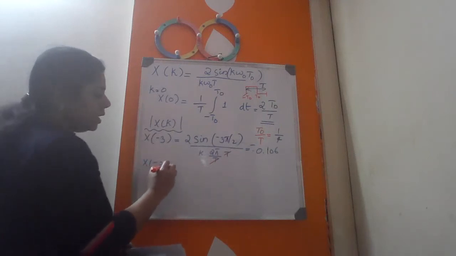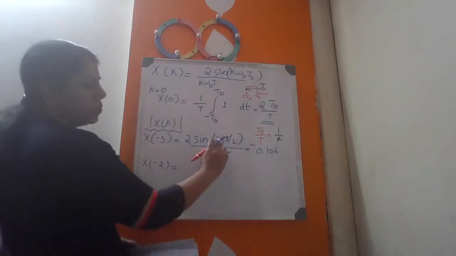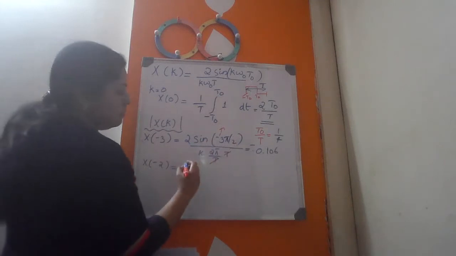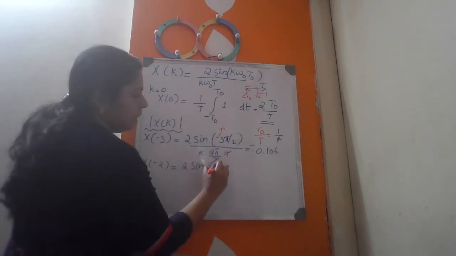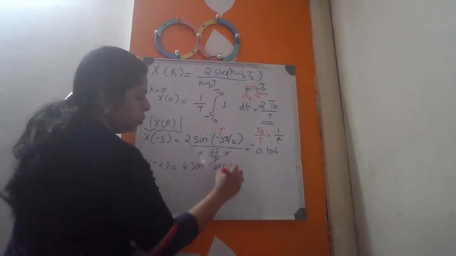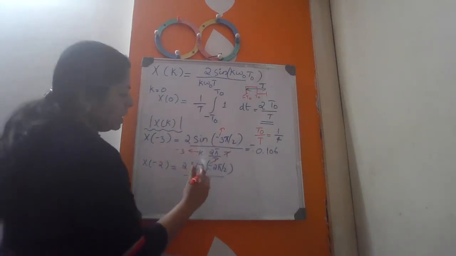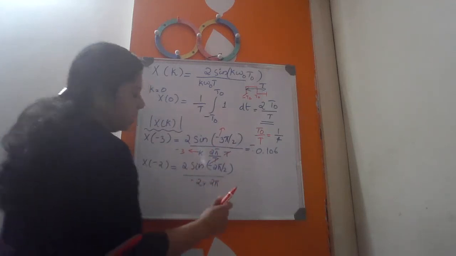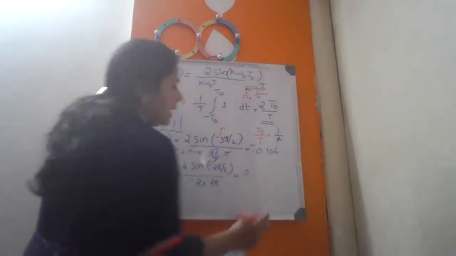Similarly, let us do k is equal to minus 2. If I am substituting k equal to minus 2, this term alone will get changed. So this equation will become 2 sine minus 2 pi by 2 divided by, here also this k also. Here it will be minus 3, here it will be minus 2. So minus 2 multiplied by 2 pi. If I'm calculating the value of this, I'll be getting it as 0.